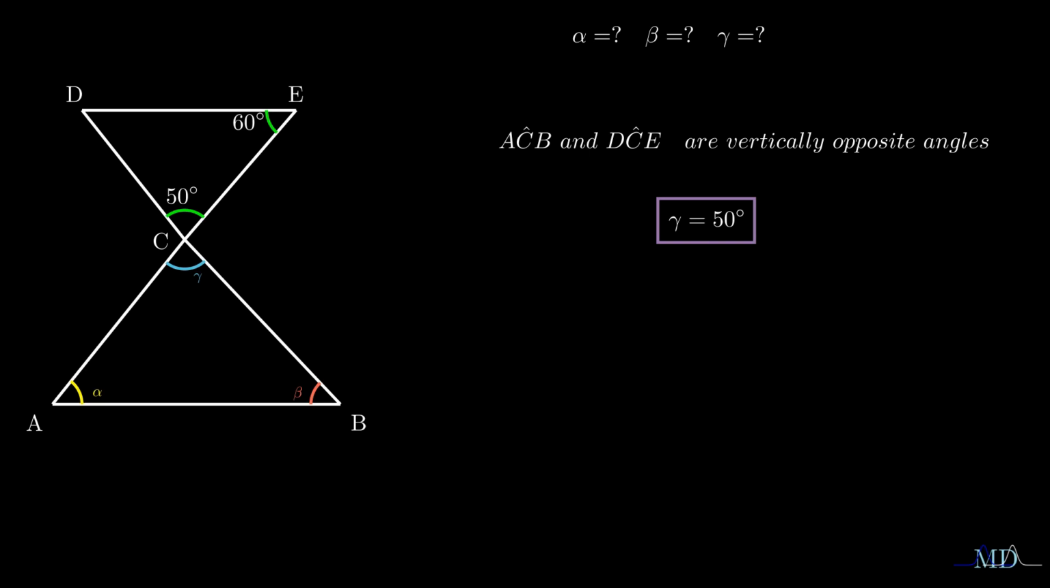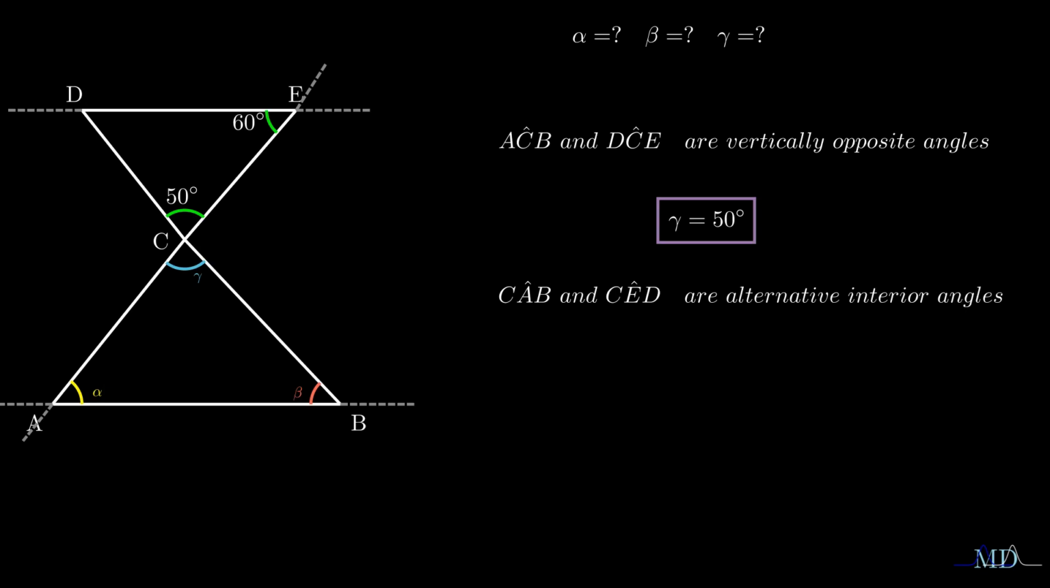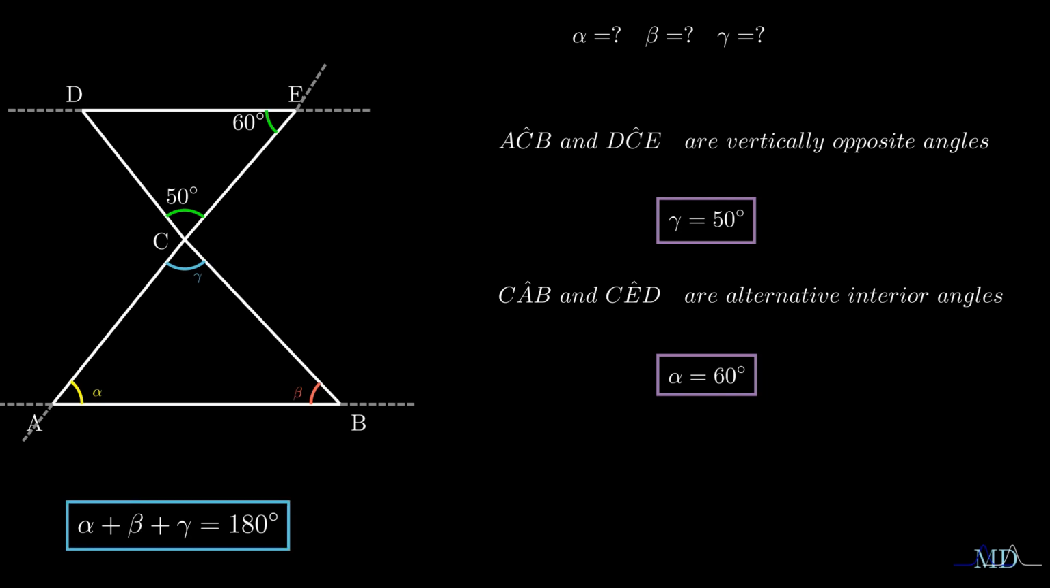If we extend the three segments AB, DE, and AE, we have two parallel lines cut by a transversal. We notice that the angle in A and the angle in E are alternate interior angles. Therefore they are congruent angles, and we know that alpha measures 60 degrees. Eventually we get the value of beta, knowing that the sum of the internal angles of a triangle is equal to 180 degrees. So beta measures 70 degrees.